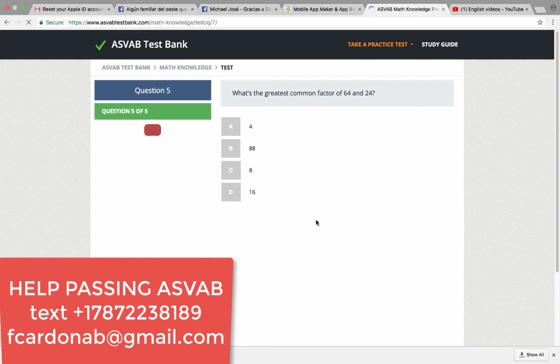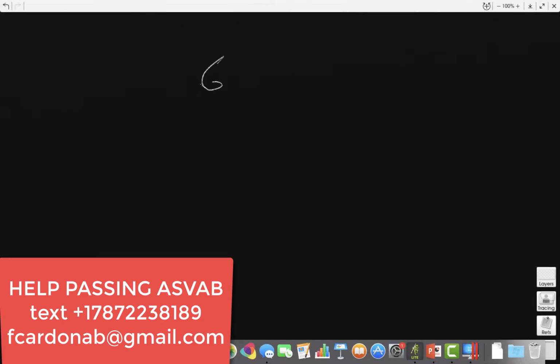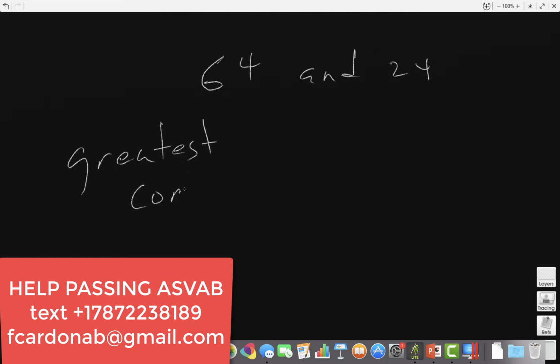Whatever comes is the last one. What is the greatest common factor of 64 and 24? So you have 64 and you have 24, and you're looking for the greatest common factor. Don't miss. Some people confuse this with multiples. It's not the same thing, a multiple and a factor. We just list out the factors.